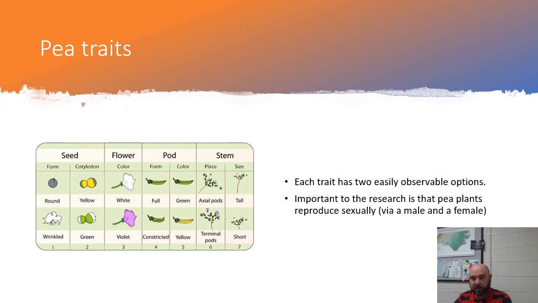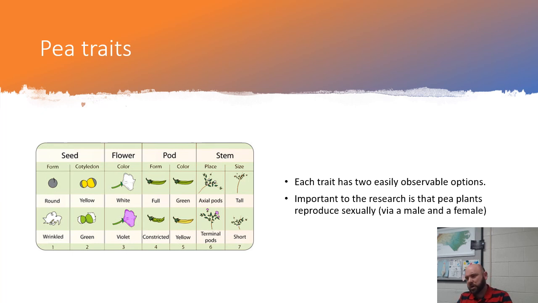Then he also had traits that had a duality in the pods. You could have either a full thick pod or a wrinkled kind of sucked in pod. You could have different color pods. There was also differences in the placement of where the seeds were found on the plant and the size of the plant as well. Like I said, all of these traits, well, it was important for his research that these traits only came in these options.